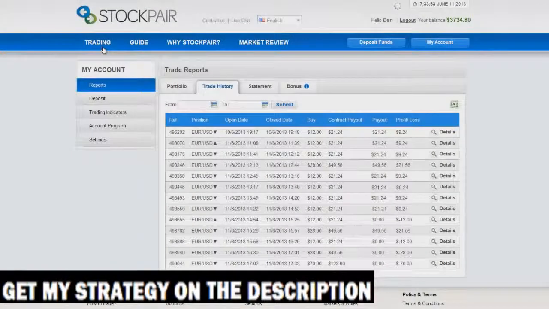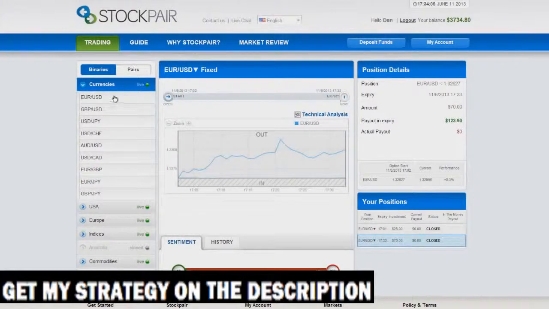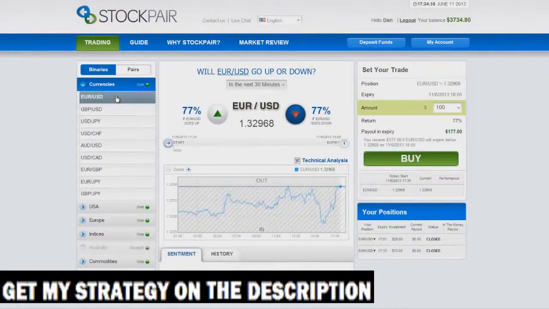So we'll click on the Trading tab. We'll select Euro USD. We'll look at the sentiment tool. Now remember, the sentiment tool is the most important point to this trading strategy. Don't skip it. This is very accurate. You must always check the sentiment tool for every trade you submit using my strategy. And with StockPair, because they have so many people trading at the same time on their platform, the sentiment tool can be a very reliable tool to use.